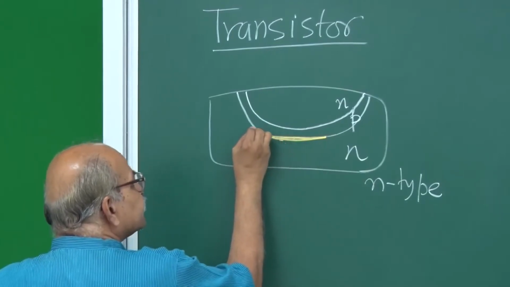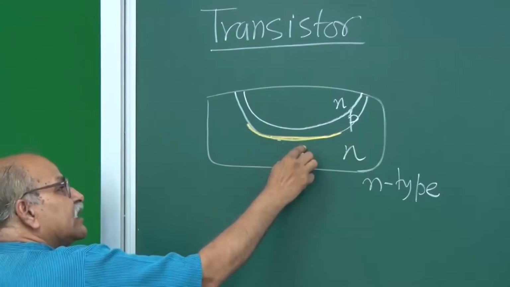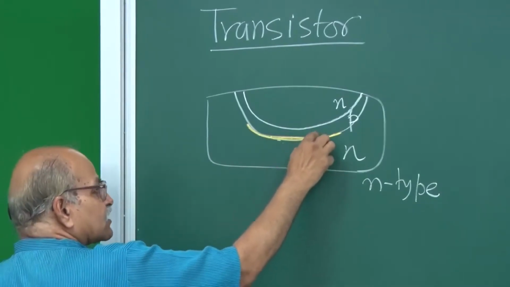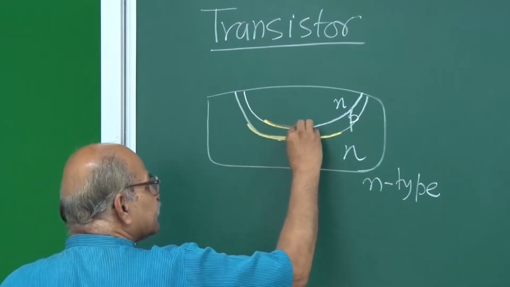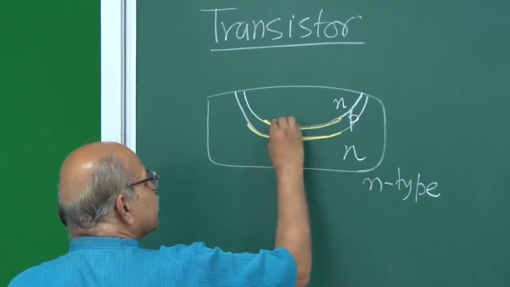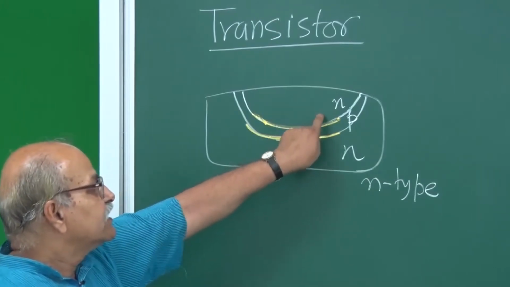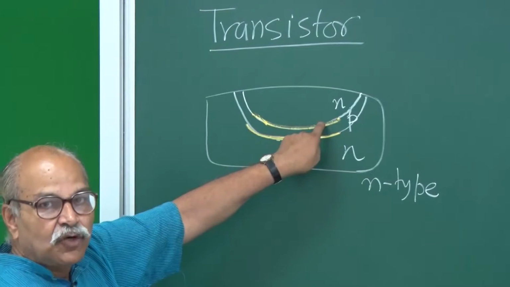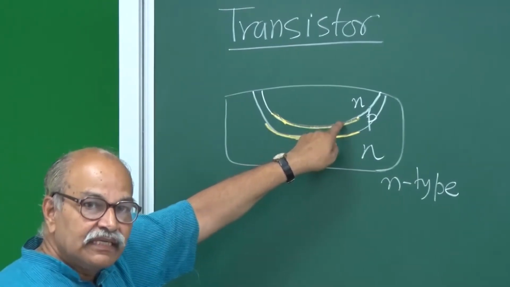You have p-type on one side and n-type on other side. So you have a p-n junction. And then you have another p-n junction which is here. So you have a p side here, n side here, and then you have junctions. So all those p-n junction characteristics will be here.